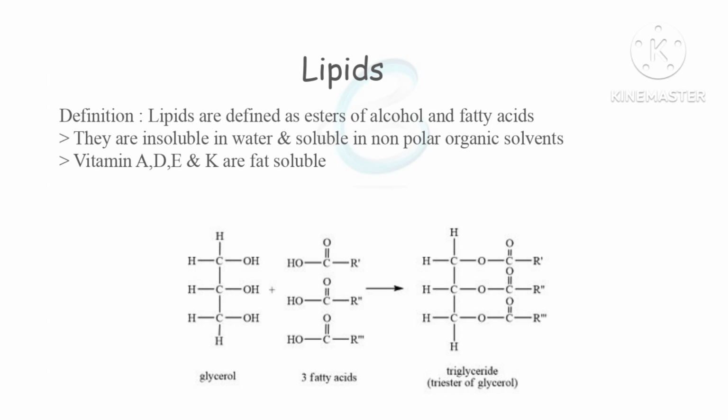Now what are the properties? They are insoluble in water and soluble in non-polar organic solvents. Vitamins A, D, E, K are the lipid-soluble vitamins. So this is the simplest introduction to lipids. Now we'll go through the classification chart.